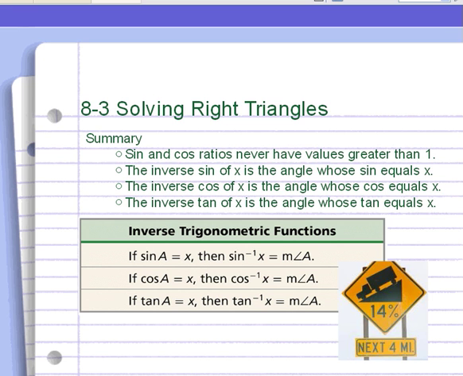All right, so that's the end of the lesson. What did we learn? Sine and cosine ratios never have a value greater than 1. Did we learn that? That's kind of a repeat from prior. Yeah. But we did learn the inverse of sine is the angle whose sine is equal to x. The inverse cosine of x is the angle whose cosine is equal to x, and the inverse tangent of x is the angle whose tangent is equal to x.